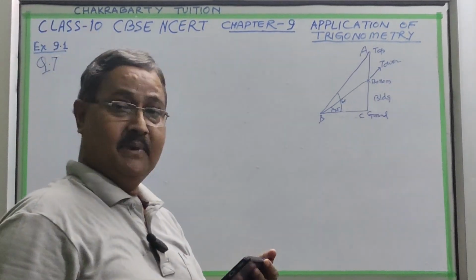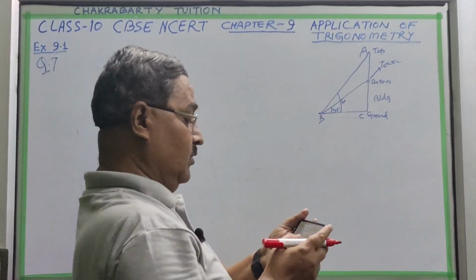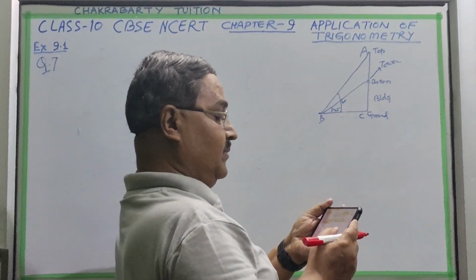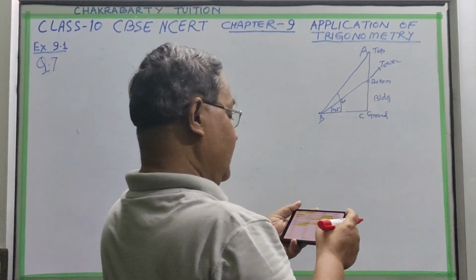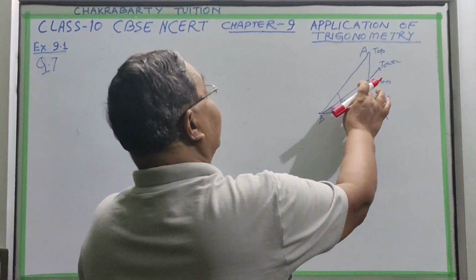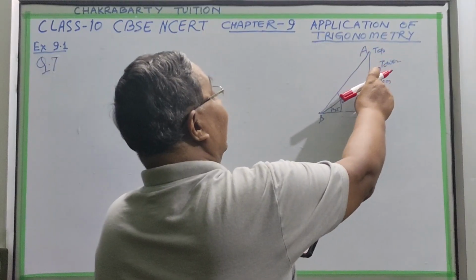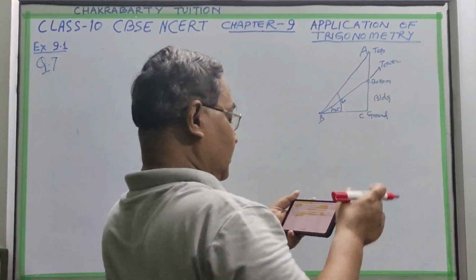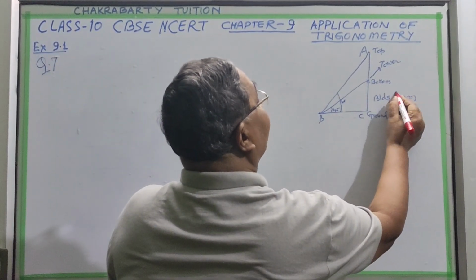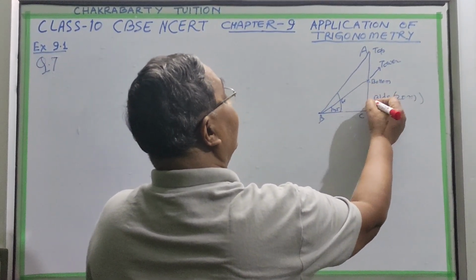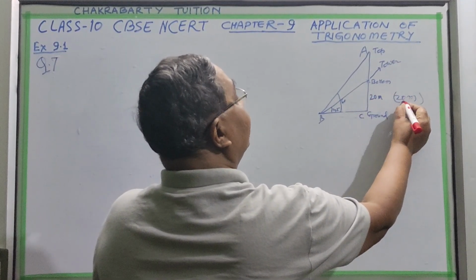Question number 7: a point on the ground, the angle of elevation of the bottom and top of a transmission tower. Here is one tower, a transmission tower fixed on the top of a building. The building is 20 meter high. This is 20 meter here, a 20 meter building.